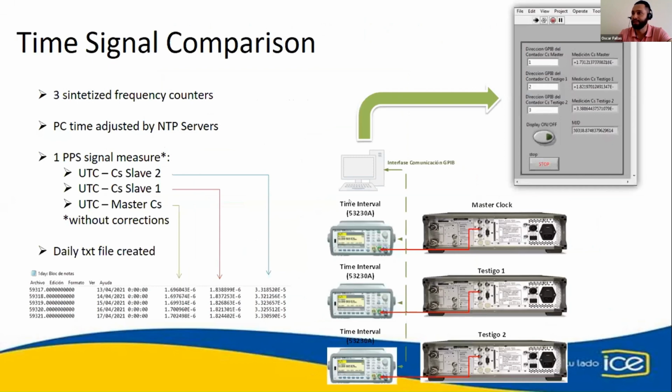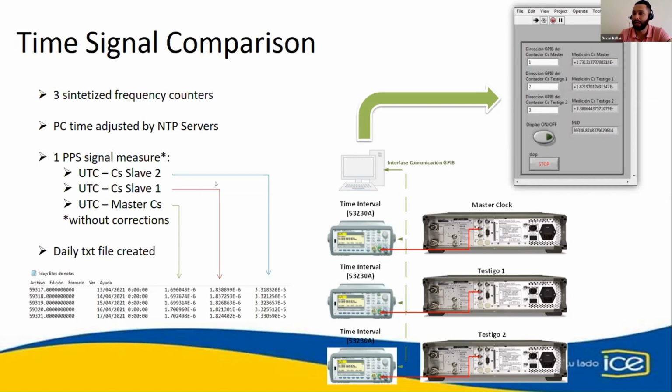Okay, the time signal comparison in a little bit more detail. As I already mentioned, we have 3 synthesized frequency counters that are commercial counters. They are connected through a GPIB interface to a computer. The computer's time is adjusted by our NTP servers for the time stamp, and in the computer is running a very simple program that takes the time difference between the 1 PPS coming from the distributor and the clock 1 PPS signal.